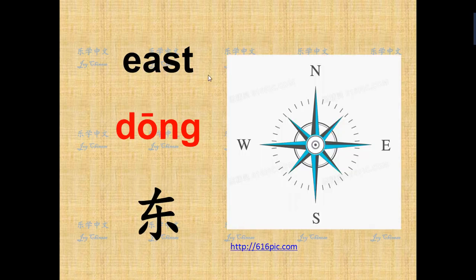Next one is the direction. Dong. De, ong, dong means east. We have learned west. That one is xi in the last video. Here means east. Dong.